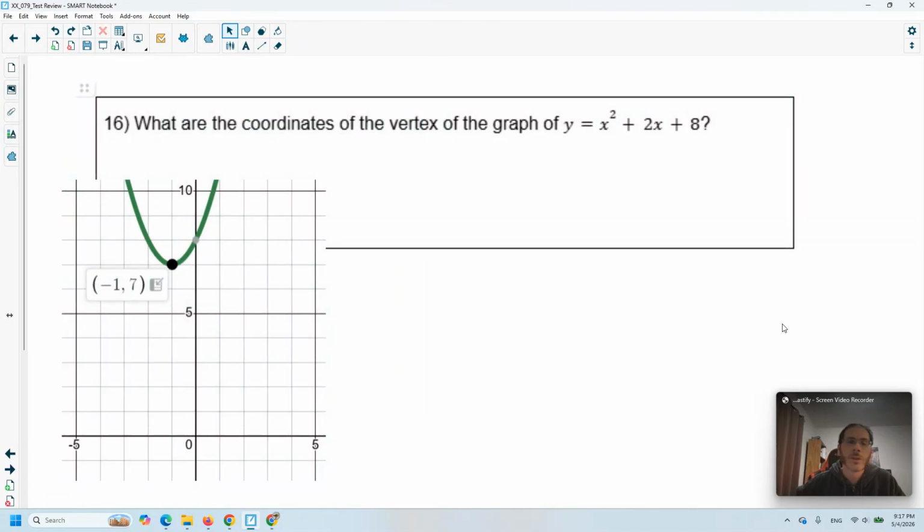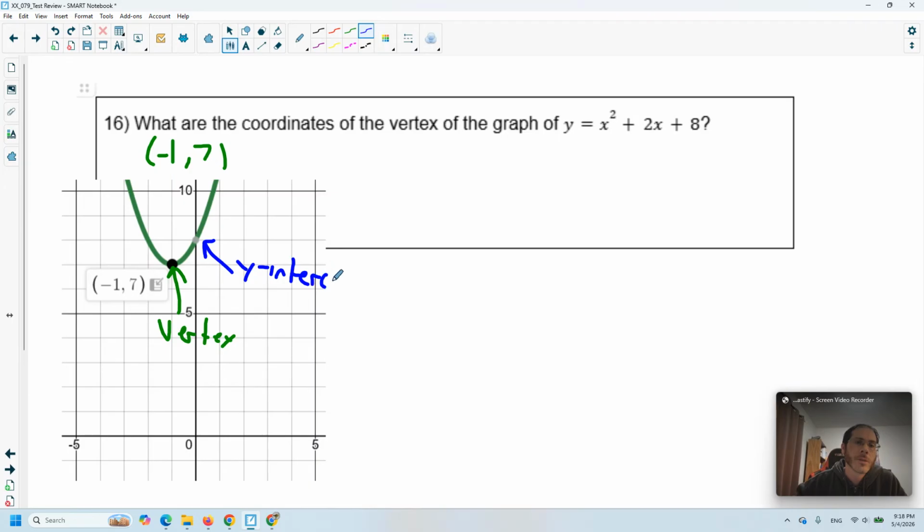So what are the coordinates of the vertex? Well, coordinates of the vertex are -1, 7. So this is the vertex. This is the y-intercept, because it's where it's touching the y-axis. So I'm not picking that point.